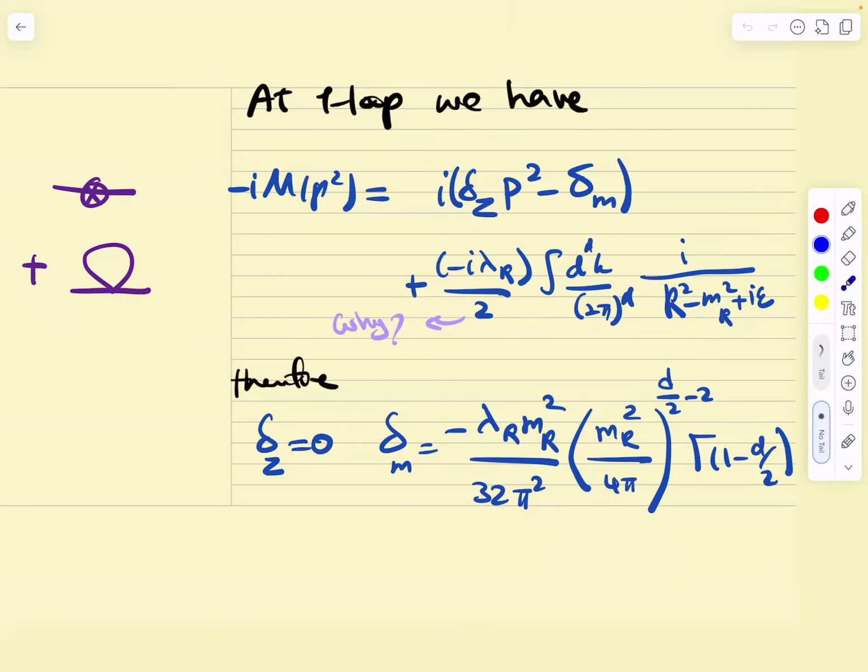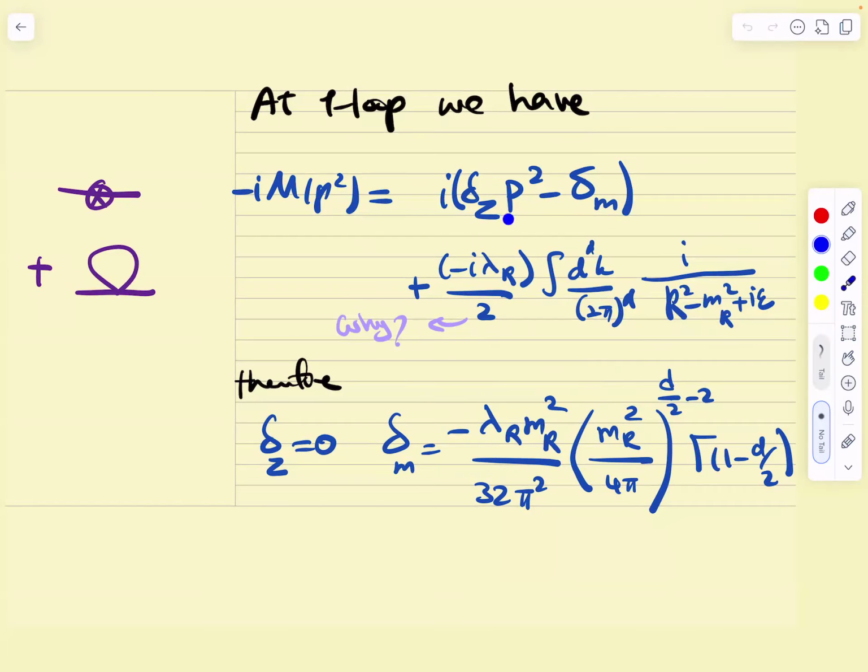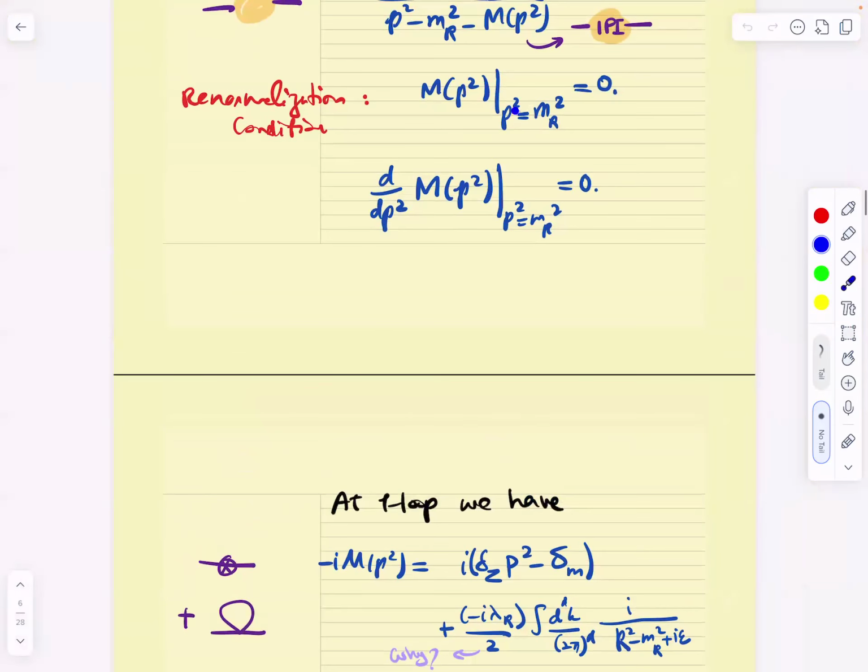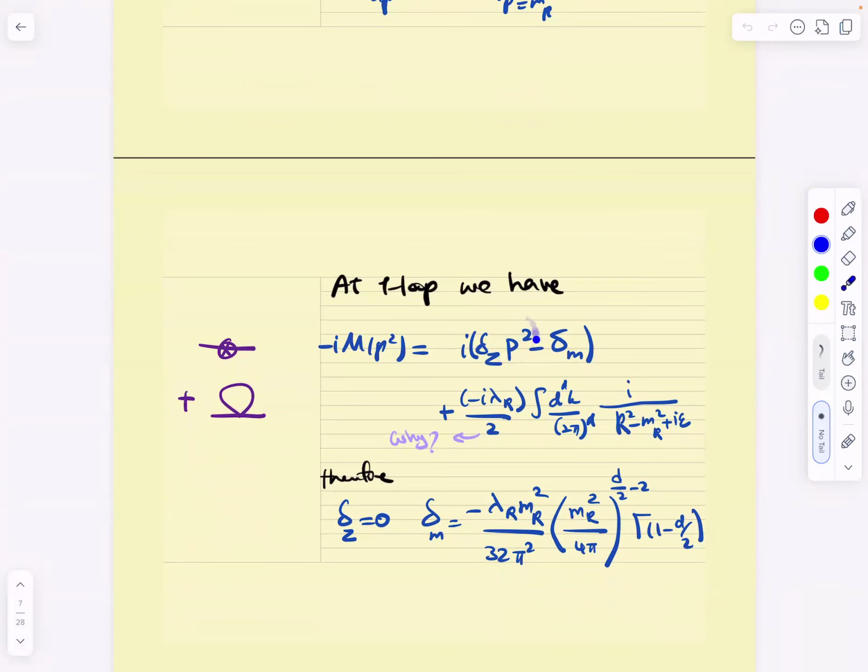Now, this at p squared equal mr squared should become 0. That was the first condition. This is the first condition. The only p dependence is in here, right? So if this expression is to become 0 when p squared is equal to mr squared, delta z has to be 0, right? Because this term is p independent.